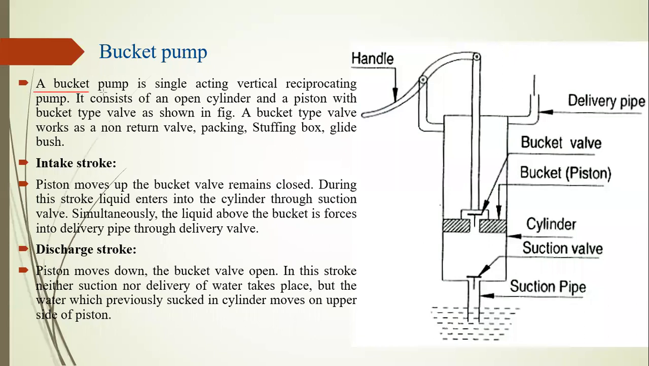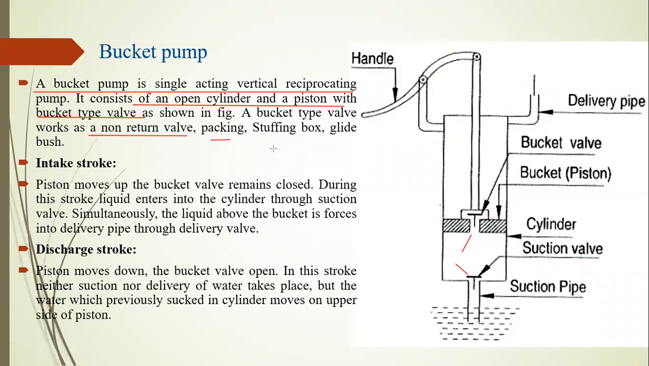A bucket pump is a single acting vertical reciprocating pump. It is a type of reciprocating pump that works on the single acting principle. It consists of an open cylinder and a piston with a bucket, as shown in the figure. There is one cylinder and one piston arrangement. The bucket valve works as a non-return valve, and both valves work as a suction valve and a delivery valve.